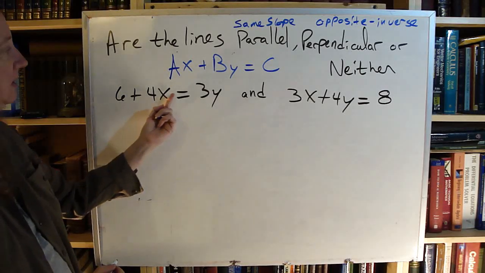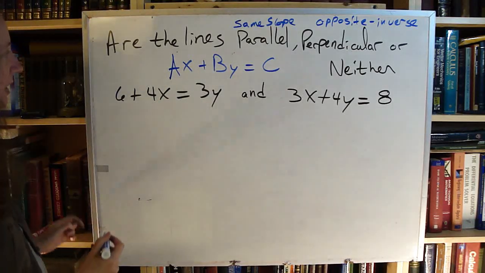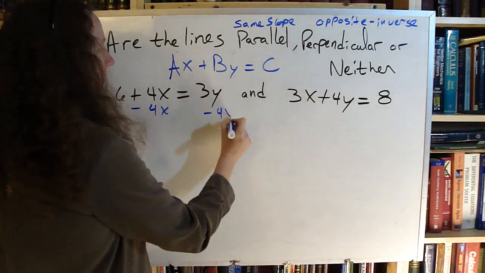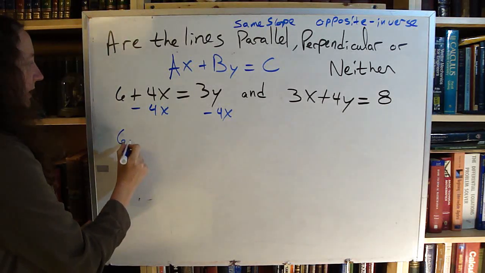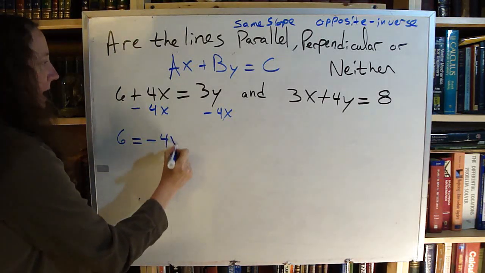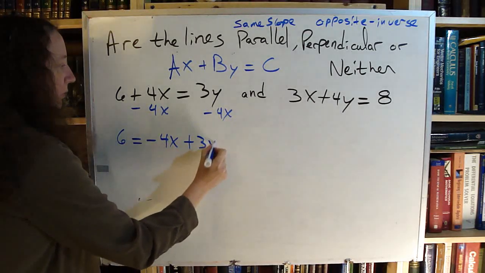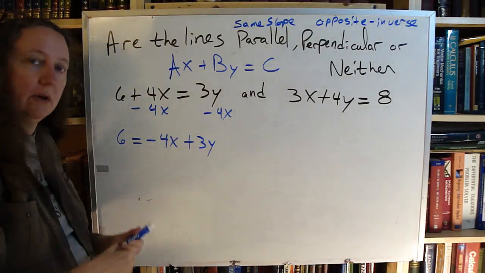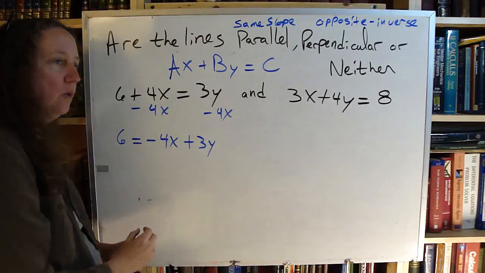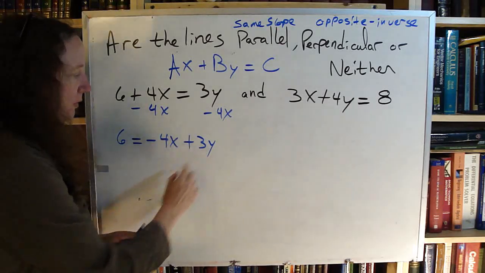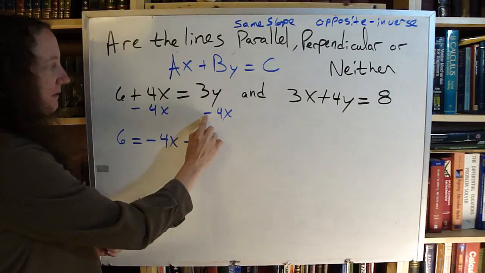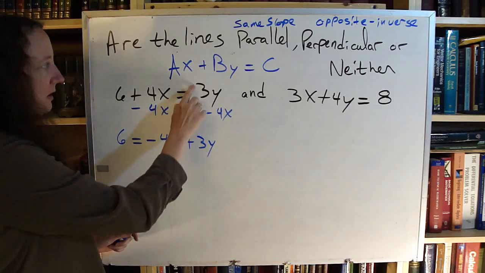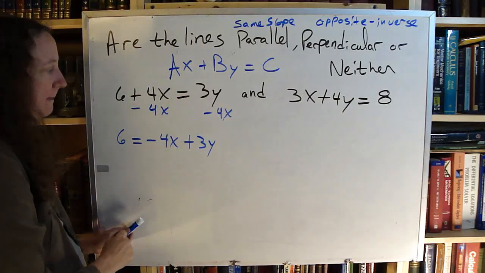I'm going to take my 4x here, and move it to the other side of the equal sign. So I'm going to subtract 4x. Now I have 6 equals negative 4x plus 3y. When you're writing these equations, typically you want to have the letters in alphabetic order. That's why I put the x before the y. The negative is from the minus that I was doing here. The plus sign is because this was a positive number there.